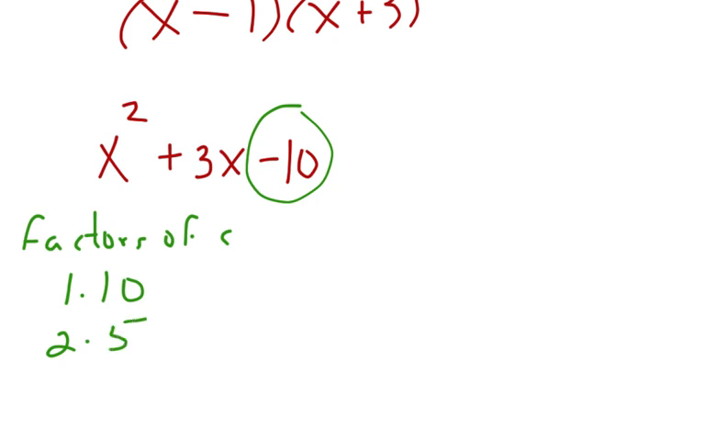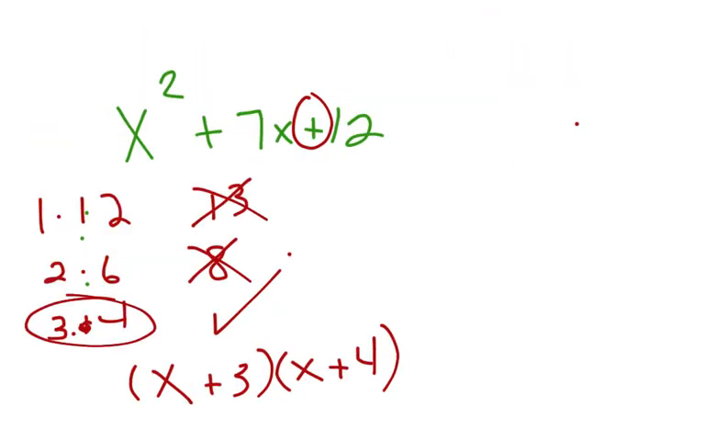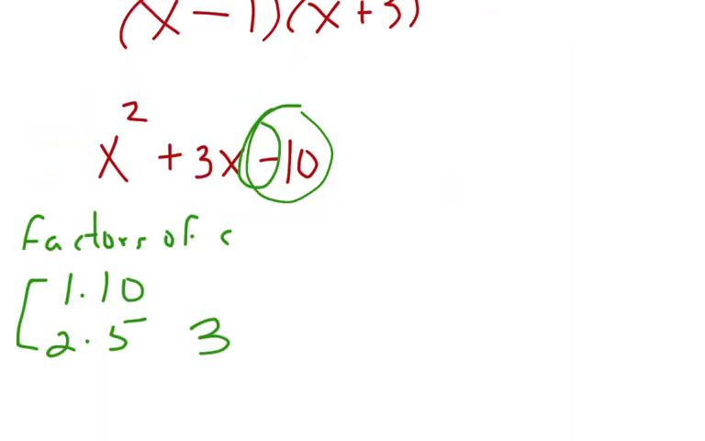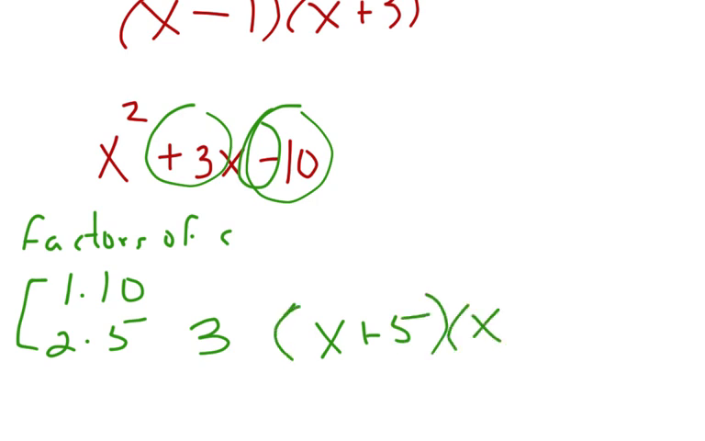Now, if we get there and none of these work, that means it's not factorable. But this one is. 2 and 5, if you take the difference of those, you'll get 3. Because it's minus 10, we take the difference. If you go back to one of the earlier problems, it was plus, so we were looking for the sum. 2 plus 6 was 8. But in our last example, since it's a minus, we're looking for the difference. So I want it to be a positive 3, so that makes it x plus 5. I need the bigger one to be positive. And x minus 2.